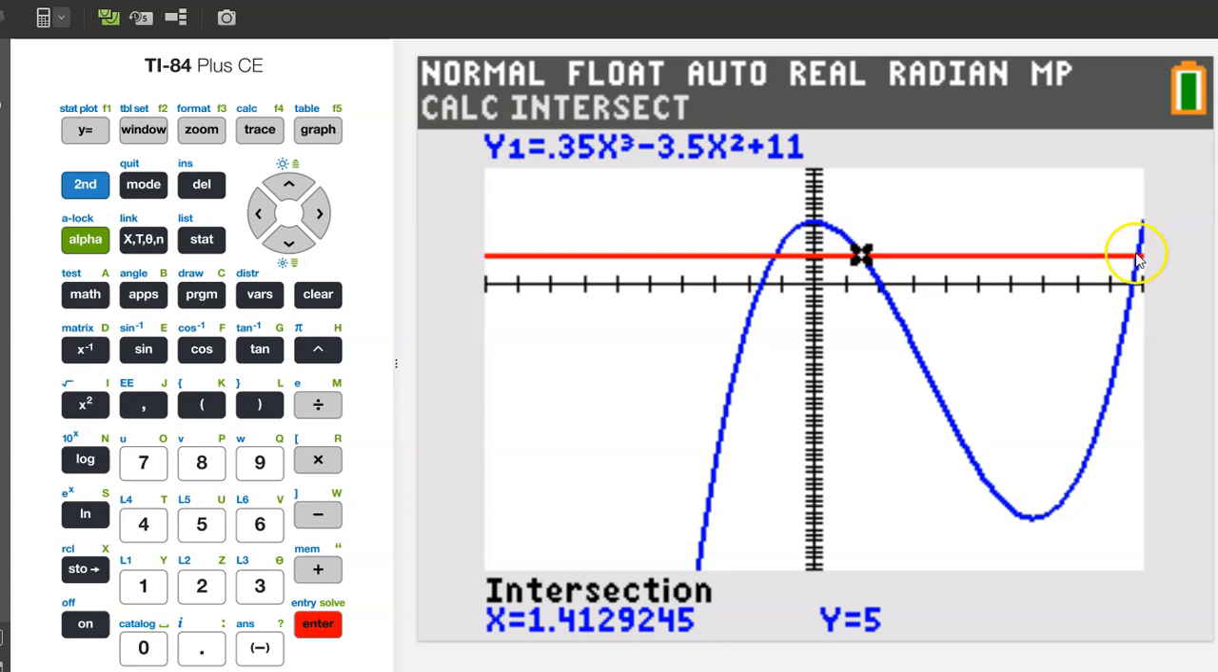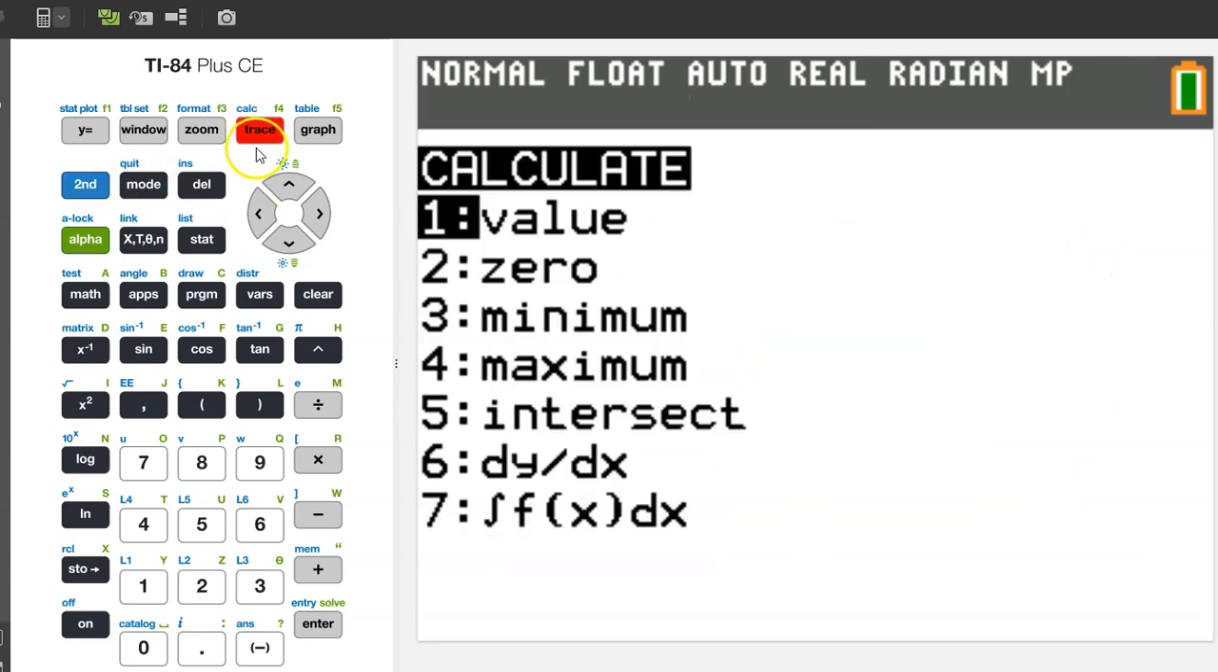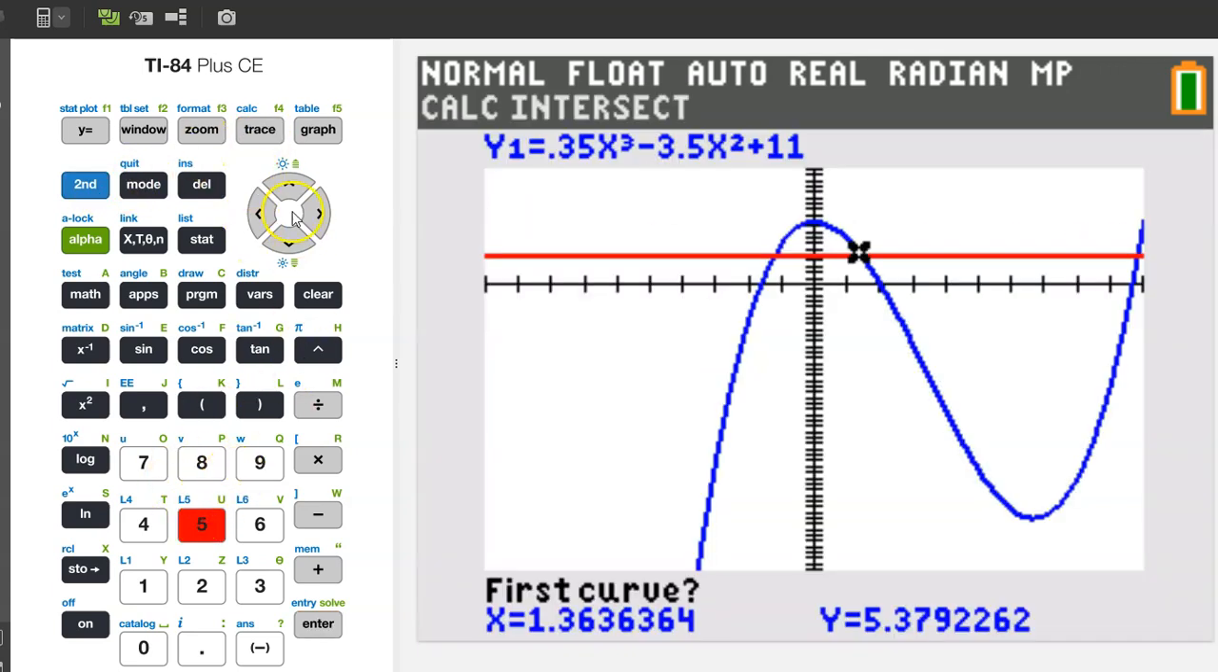Now let's find that third intersection point. Second trace, option 5, move to the red, and slide on over. Hit enter 3 times. Enter, enter, enter. 9.822.